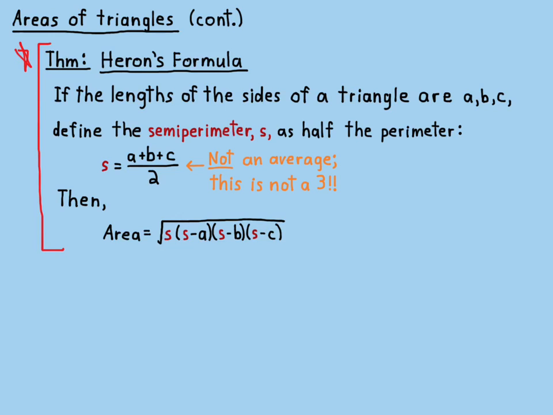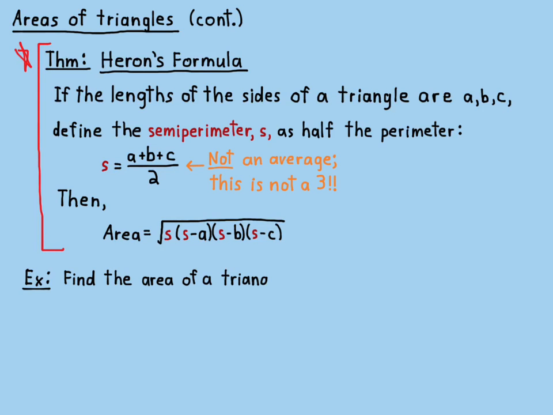And if you look at the units, say the units were feet. S would be in feet, S minus A would be in feet, S minus B would be in feet, S minus C would be in feet. So inside the radical, you would get feet to the 4th power. Then you do the square root and you get feet squared, which is the right kind of units for area. So if you leave that S off, you won't get feet squared, or you won't get an area at all. Okay? So I'm going to do an example.